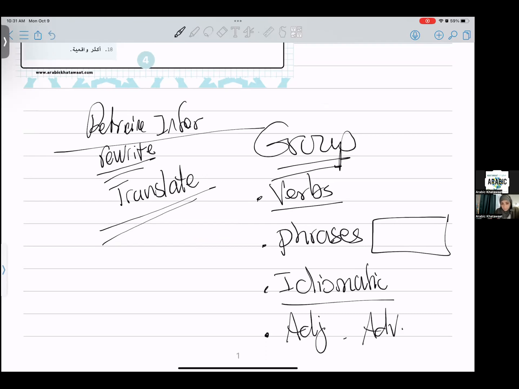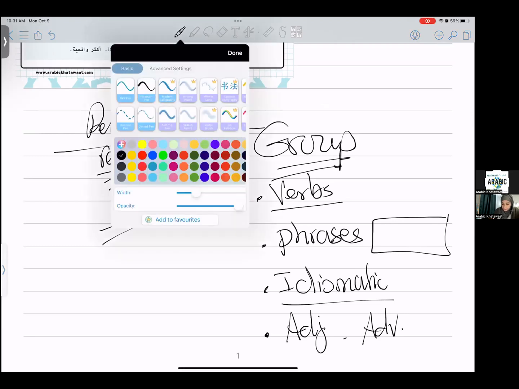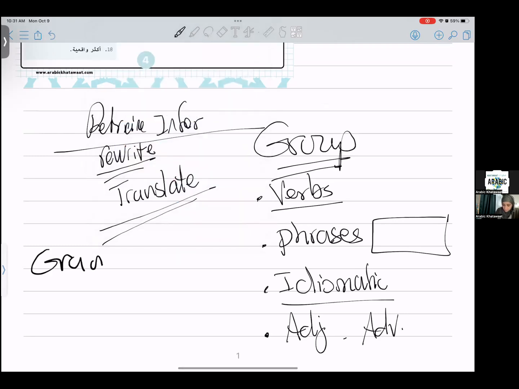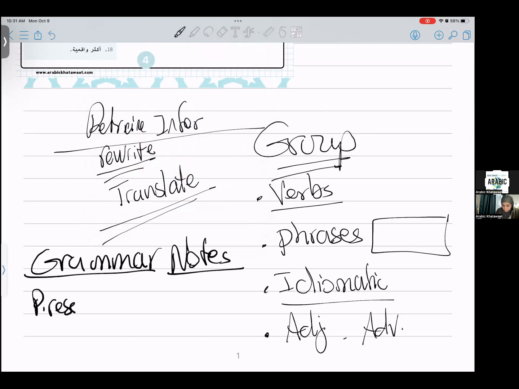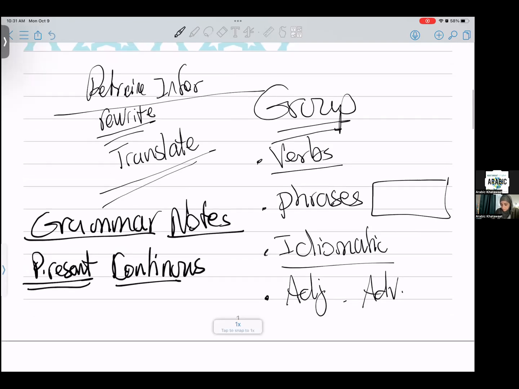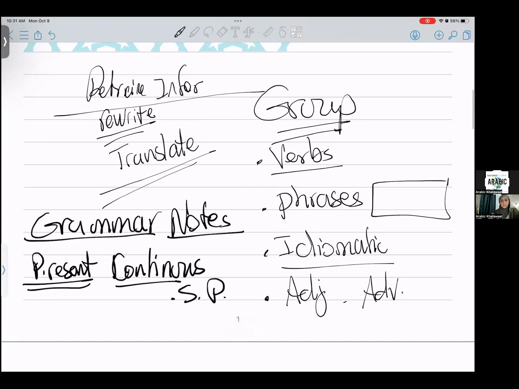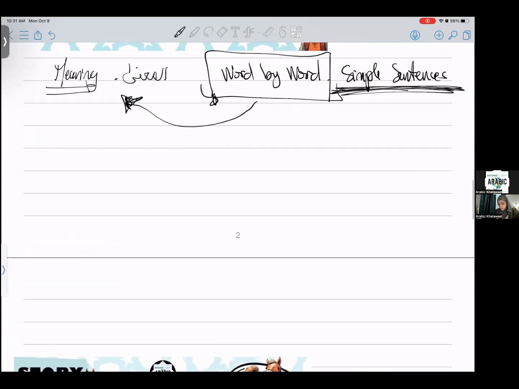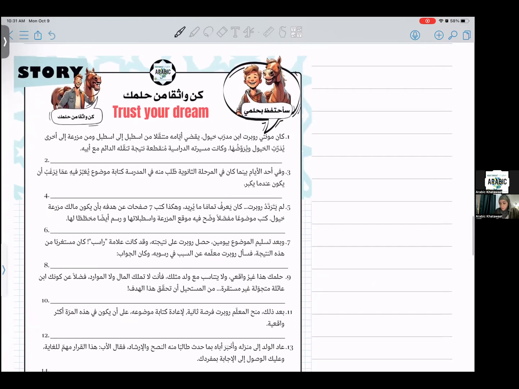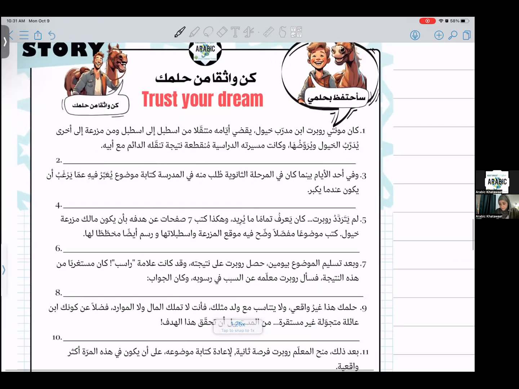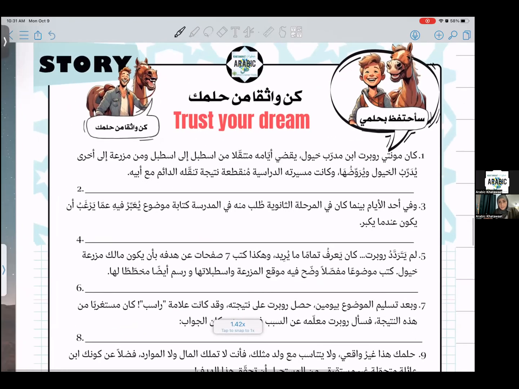What grammar notes have I mentioned to you? We were talking about present continuous. We don't have present continuous in Arabic because when we write present continuous, we always refer to the simple present. So we don't have that. Just doodle. It doesn't have to be perfect. It doesn't have to be nice. Just little draft. Over here, my third practice.